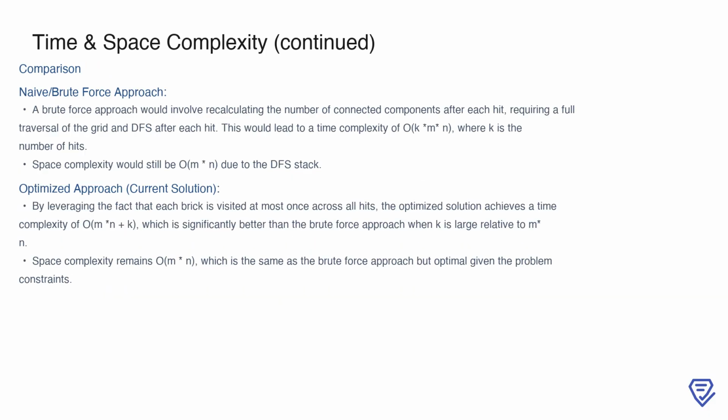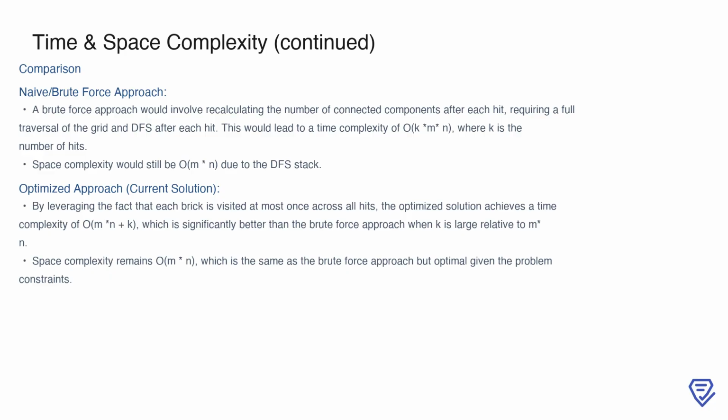When comparing the optimized solution to a naive or brute force approach, the difference in efficiency becomes clear. A brute force method would involve recalculating the number of connected components after each hit, which means performing a full grid traversal and DFS for every hit. This leads to a significant time complexity of O(k*m*n), where k is the number of hits. The space complexity of the brute force method remains O(m*n) due to the DFS stack.